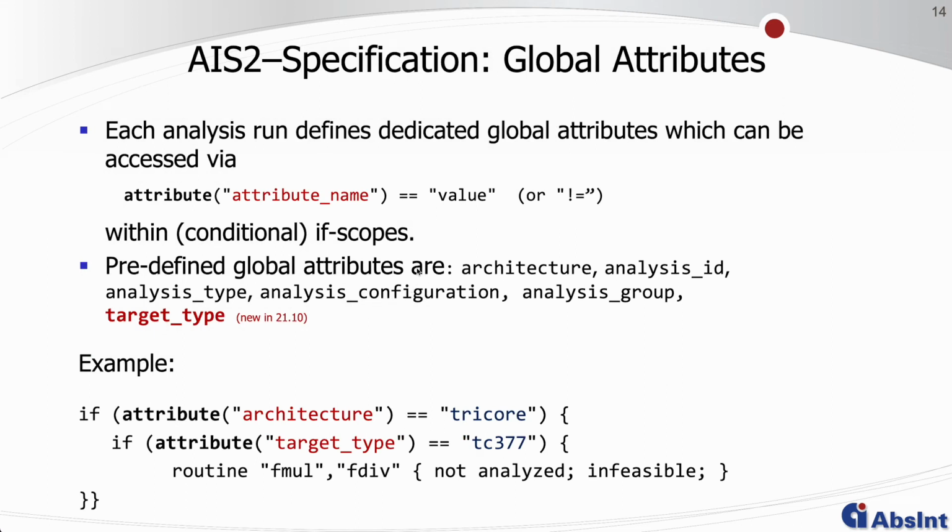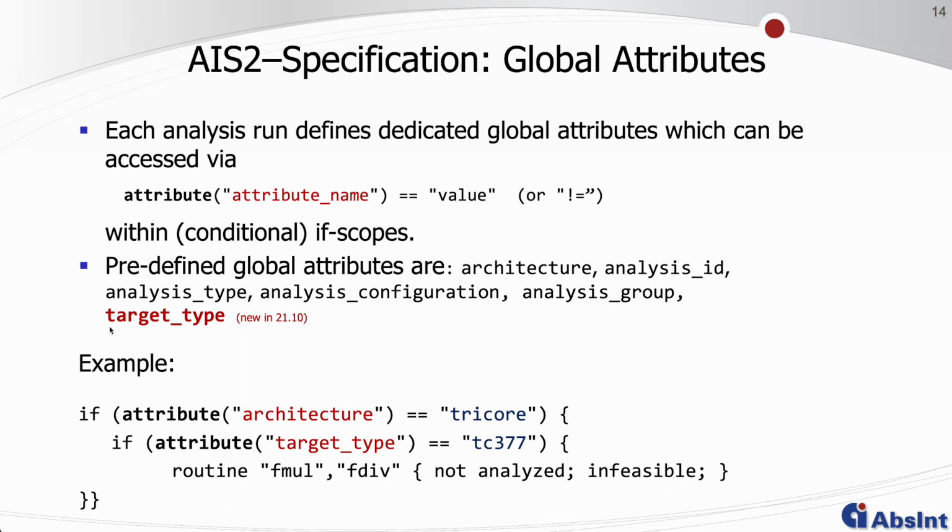You might remember from the last release in April that we introduced new predefined global attributes for accessing the architecture, the analysis ID, the analysis type, the analysis configuration, and the analysis group inside of the by some annotations. And you access it with the attribute and then the name of it, and check it against some value.